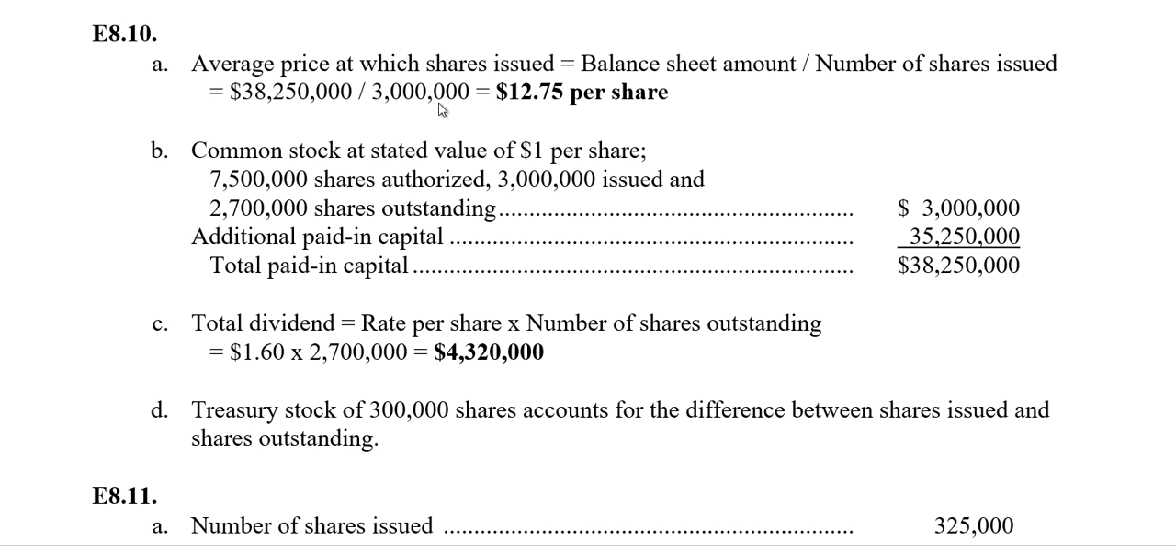Now, B takes this and says, in A, you're assuming that the total amount of common stock has no par value, has no stated value. It's simply presented at its value. Whatever the shares were issued at, we add them up and stick them on the balance sheet, right? But in B, it says, look, these stocks have a stated value. Now, this could be the par value or the stated value.